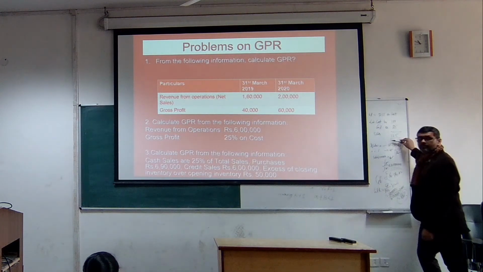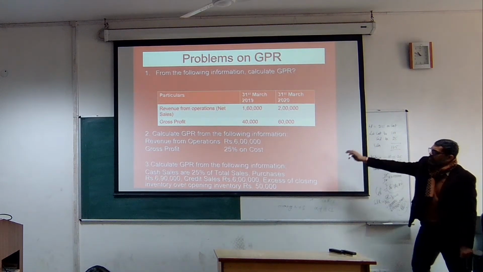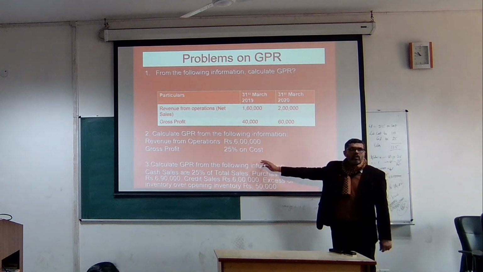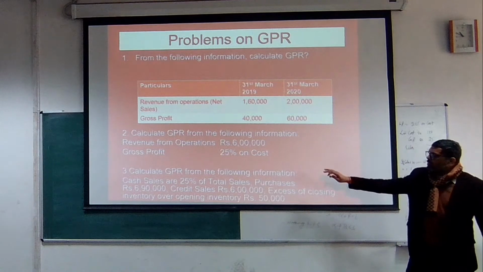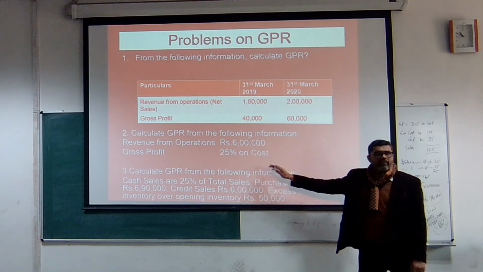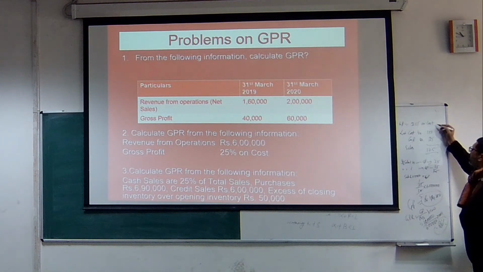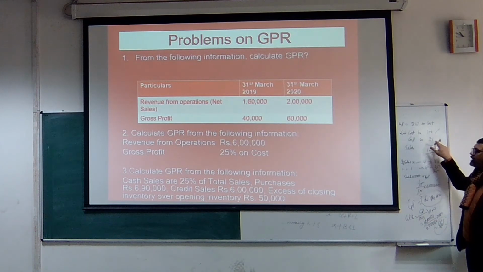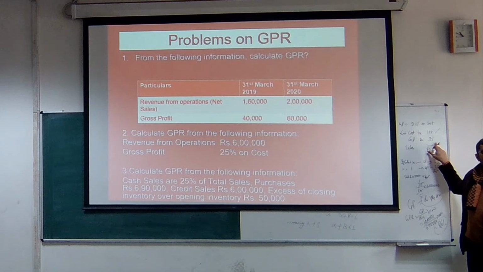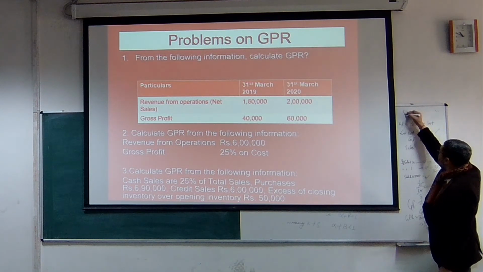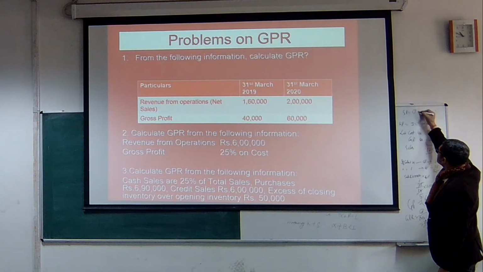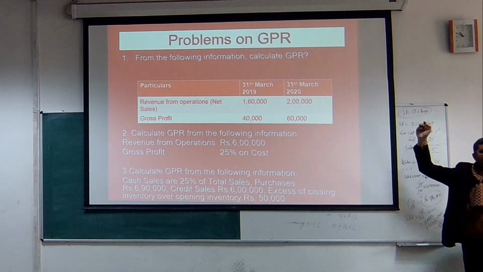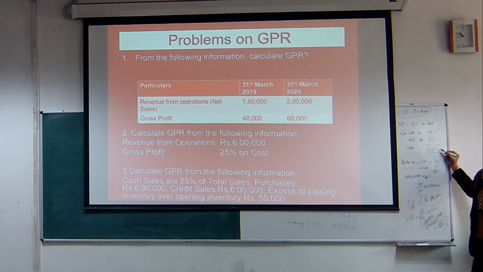What it says is my gross profit is 25% on cost, and cost is not given to us in the problem. So what we have assumed, my cost is 100, right? So 25% of 100 is 25. So what is my selling price? Cost price plus profit is my selling price. Clear? So my sales is 125 here.